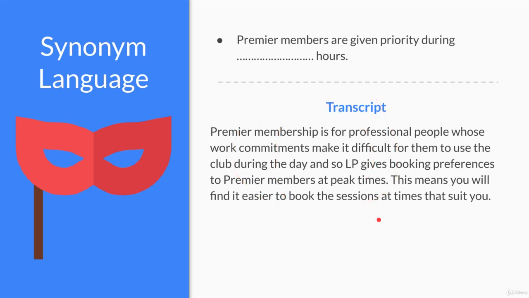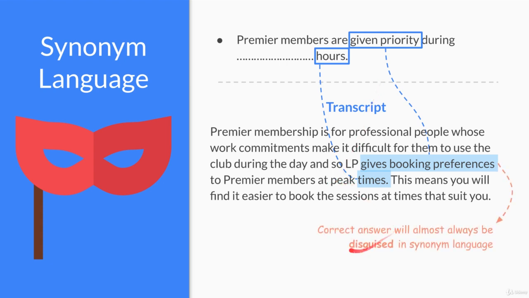So let's go ahead and break it down. Right here, we have the phrase gives booking preferences. That right there is synonym language for priority, giving priority. So Premier members are given priority. That means they are giving extra booking preferences to Premier members. During when? During peak times. So times is another use of synonym language. Times is a synonym for hours. Different words, but they mean the same thing. So the answer is going to be peak.